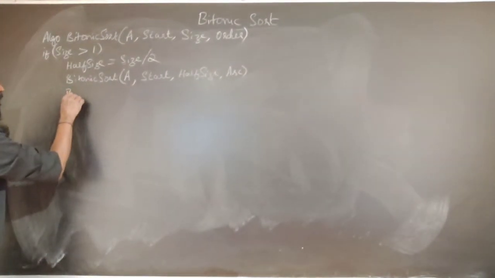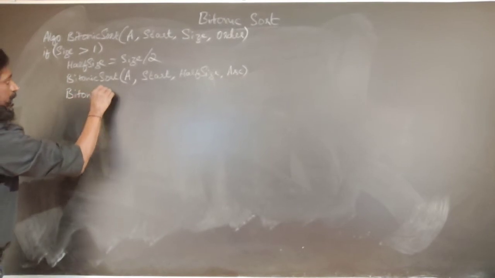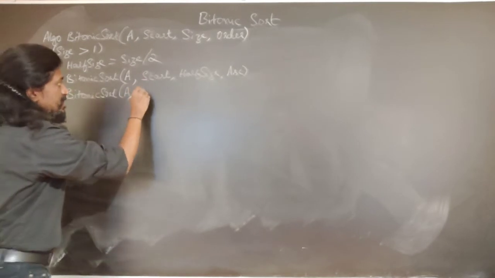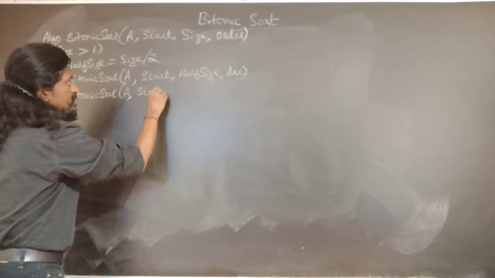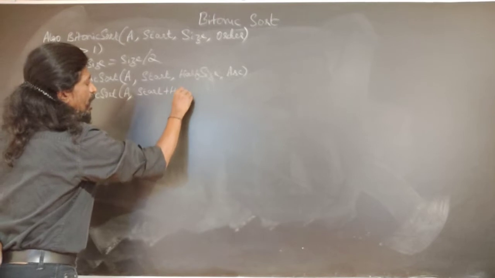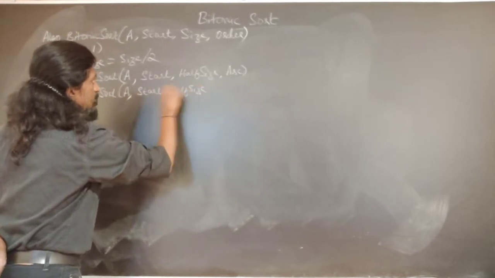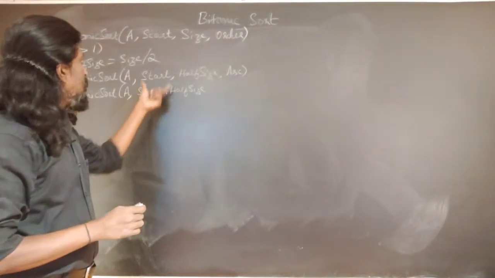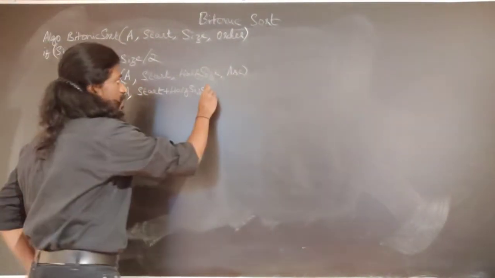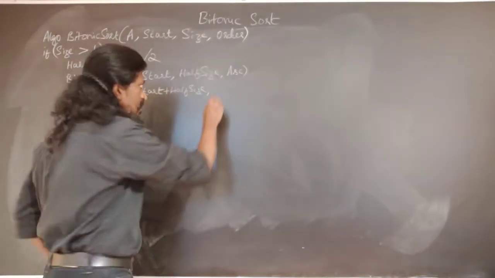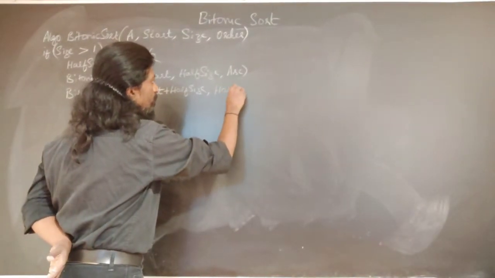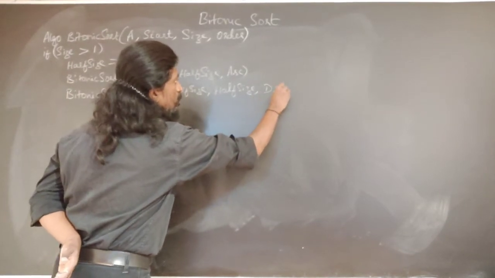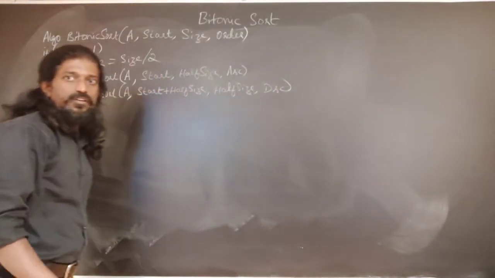Then the lower half, Bitonic sort in the array A, but now the index doesn't start at start, it starts at start plus half size. So if the start is 1, half size is 4, 1 plus 4 is 5, so therefore the array starts at start plus half size. What is its size? Its size is also half size. Because it also has 4 elements, but this we want to sort in descending order.